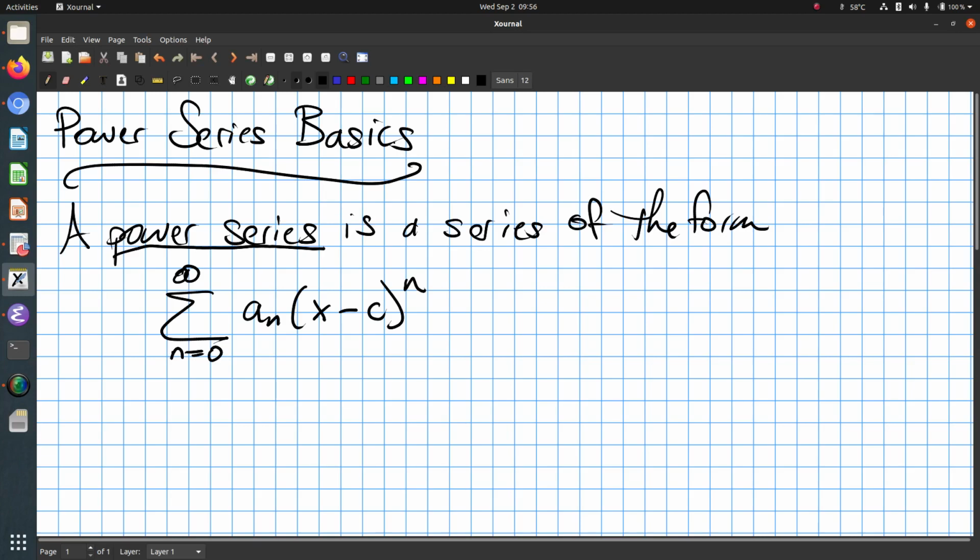A power series is a special series of the form shown on the screen here. I have a coefficient a_n, I have a variable x, and I have a constant c. And the idea is that you're adding up powers of the quantity in the parentheses, x minus c. The c is a constant, and it's called the center of the power series. These are called the coefficients.